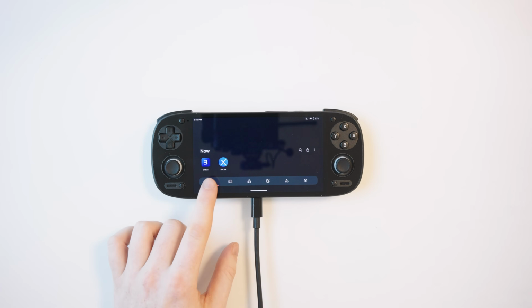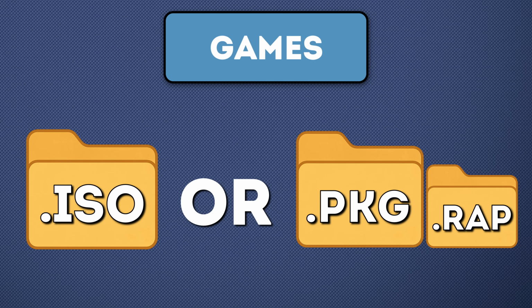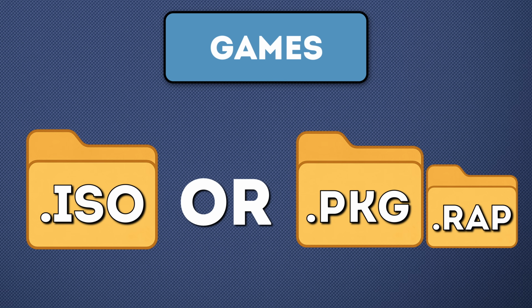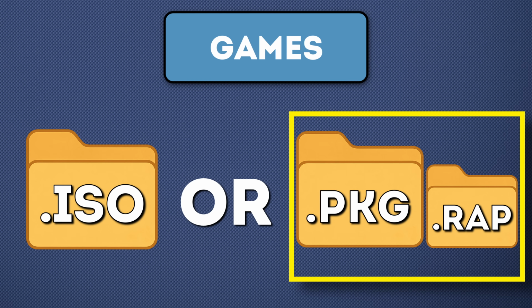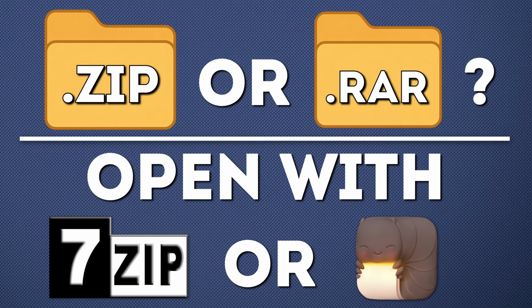Before we jump into the applications, let's first get our games ready. Both of the applications require either an ISO game file or a PKG game file with a RAP file, which is the license to play the PKG. So you'll either need to get your games as an ISO or as a PKG with a RAP file to go alongside it. If you have a PKG and don't have a RAP license file, you can find these very easily on the internet.